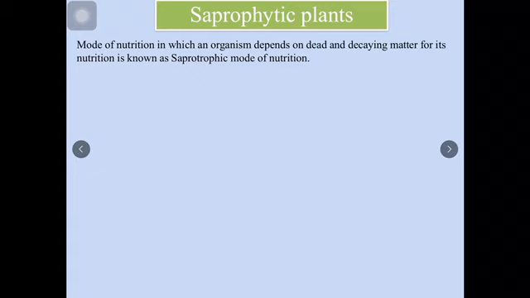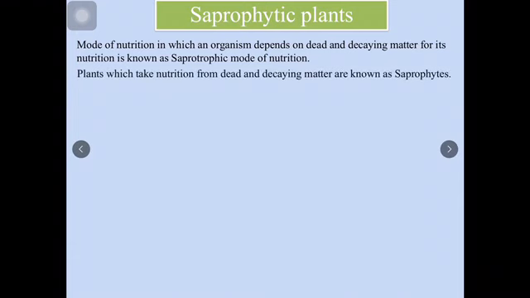But when a plant, saprophytic is specially indicating towards plant. Any plant which depends on dead and decaying matter, that is termed as saprophytic. Plants which take nutrition from dead and decaying matter are known as saprophytes. Now here if you will think, you will call fungus as a saprophyte, but fungus is not a saprophyte.